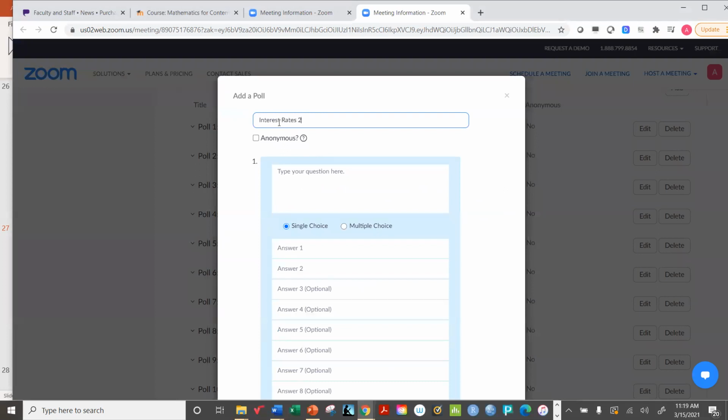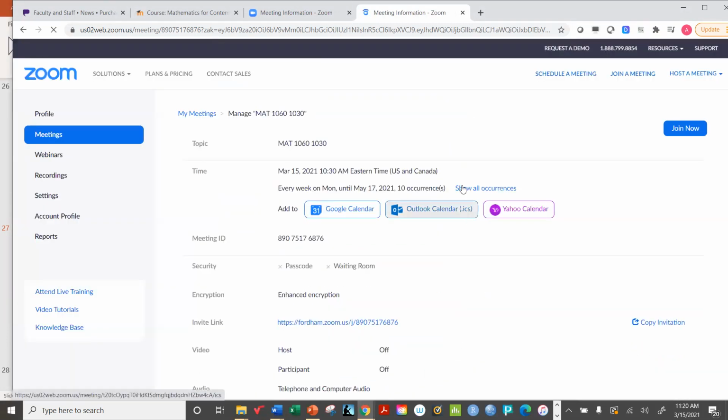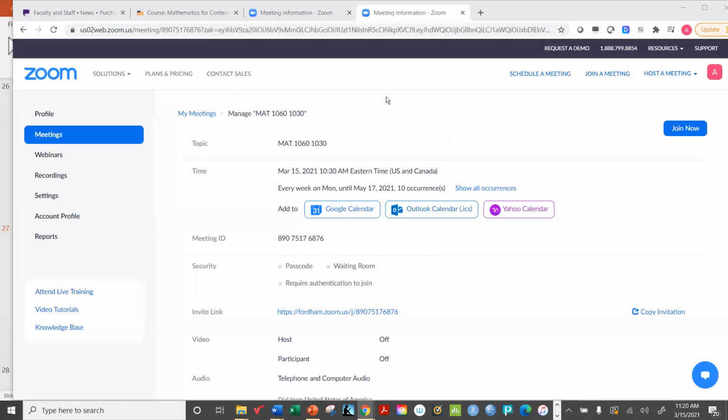Interest rates, question 2. If we now pay 1% 4 times per year, will the balance in our account increase above $1,040? In other words, if we change it to 1% 4 times a year, will the account balance go up even further above $1,040.40? All right, let's find out what we think.